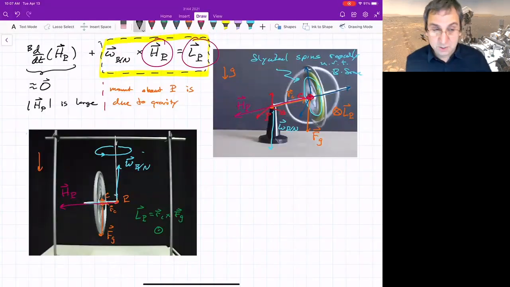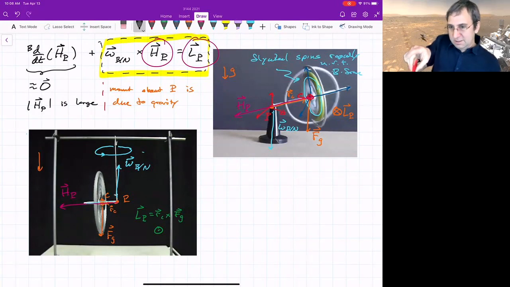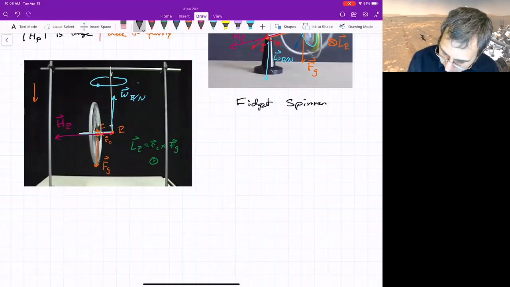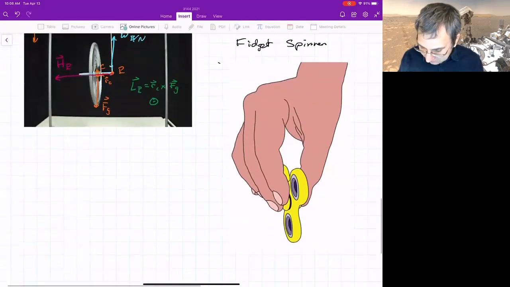We could look at other situations where maybe we don't know the moment. We actually want to find out the moment. And that's related to the fidget spinner. If you've played with a fidget spinner long enough, you know that it moves in weird ways. If you hold it, you get it spinning, and then you kind of twist your wrist, you feel something that's not highly intuitive. So what about the fidget spinner? Here is a fidget spinner.